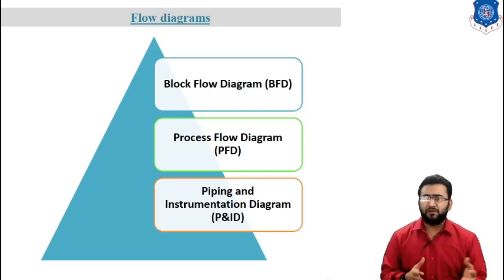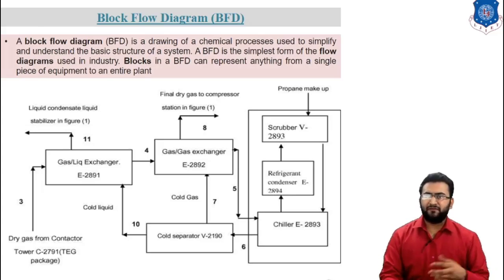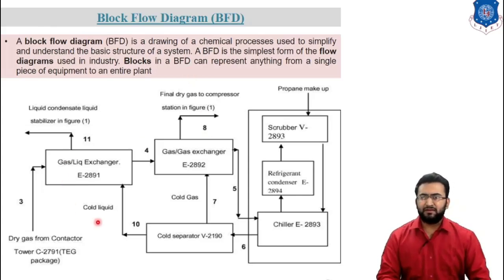So let's first talk about the block flow diagram. A block flow diagram is a drawing of a chemical process used to simplify understanding of the basic structure of a system. A block flow diagram is the simplest form of flow diagram used in industry. Blocks in a BFD can represent anything from a single piece of equipment to an entire plant. So this is one example of a block flow diagram.